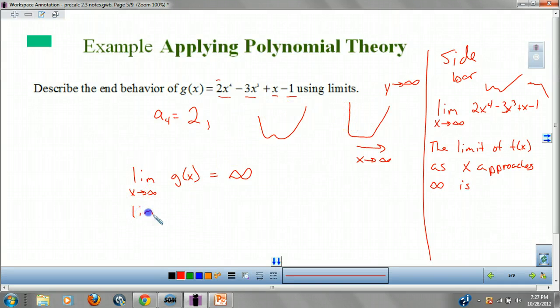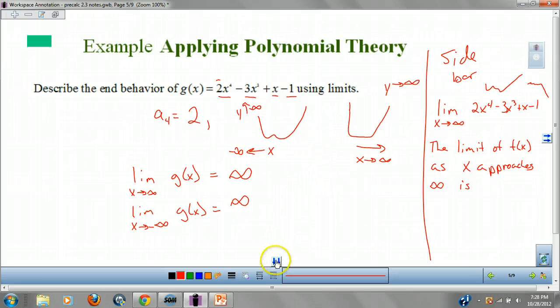Now I'm going to show you another one to be tricky. My limit as x approaches negative infinity of g of x is also going to be, well, as x goes this way to negative infinity, to smaller and smaller negative numbers, my y is going off to infinity. So there you go. Our first limit notation.